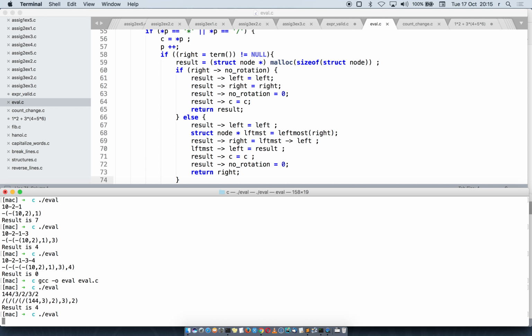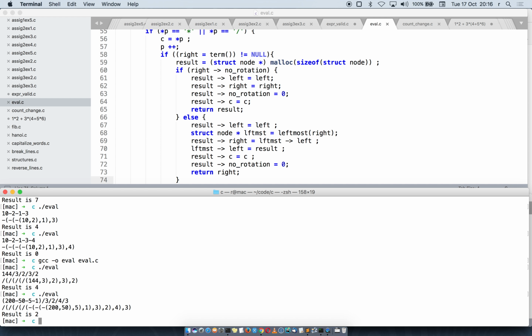Okay, let's combine them now. So let's produce 144 through subtraction. So 200 minus 50 minus 5 minus 1 divided by 3 by 2 by 4 and by 3. The result is 2. And it seems to work correctly as well. Okay, I think now it's correct.